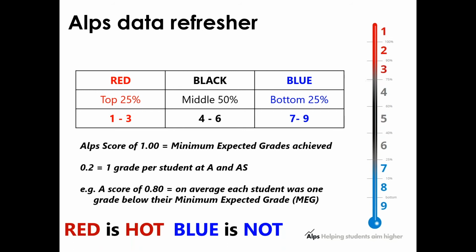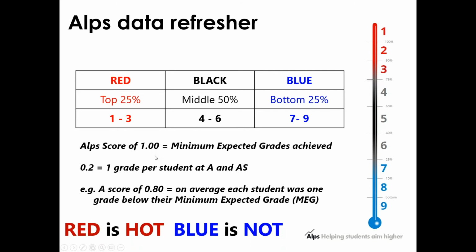7 to 9 are the blue grades that put you in the bottom 25%. If you're in the black, you're in the middle 50%. If you're a grade 5, you are essentially around nationally average. And a couple of numbers are the only ones you really need to know to get an Alps thermometer in your subject or for the school.